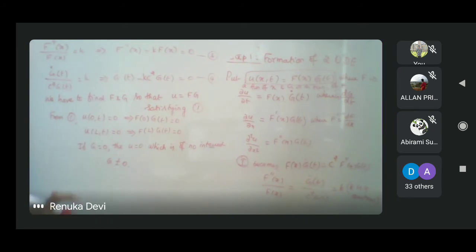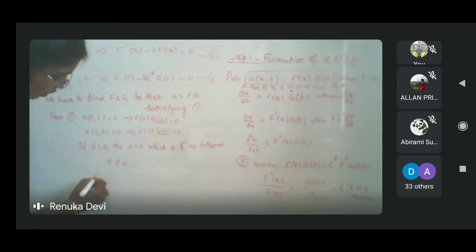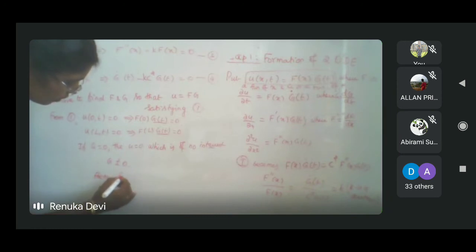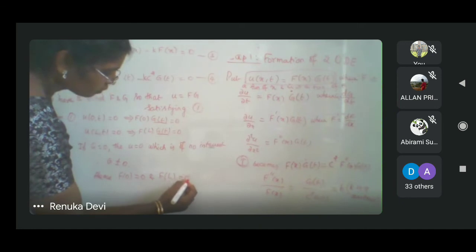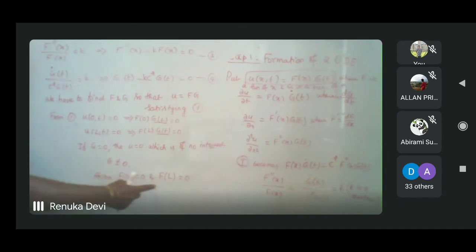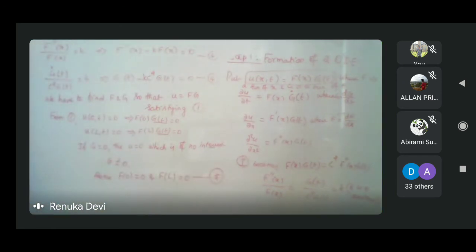Okay. Therefore, I take these two as not equal to 0. Hence, what you get is f of 0 equal to 0 and f of L equal to 0. That is, at the end points, the function value f will be 0. I take f of 0 equal to 0 and f of L equal to 0 as equation number 5.